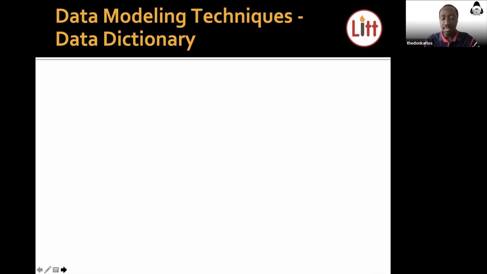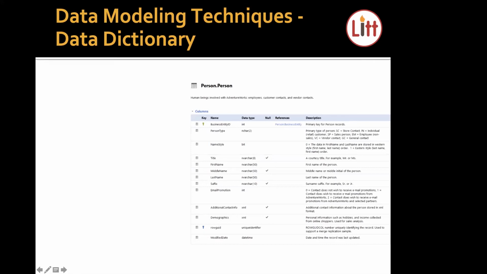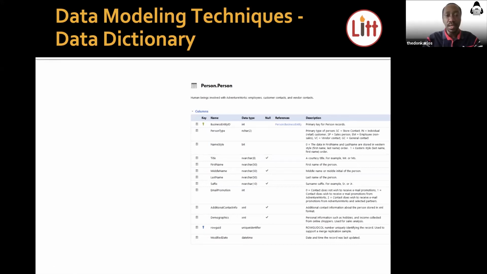Some data modeling techniques. A data dictionary looks like this. It's a tabular representation of the data assets. So it gives you the table. You can't hear me? I can hear you. Okay. So it gives a representation of the tabular data with all the columns, the data type, whether they are nullable, or whatever description or comments you have for a particular table or database that you are creating.